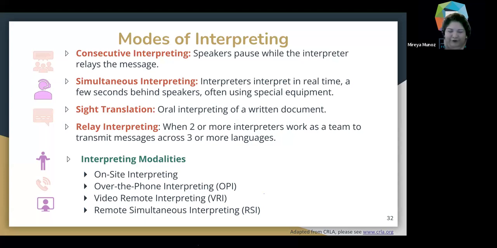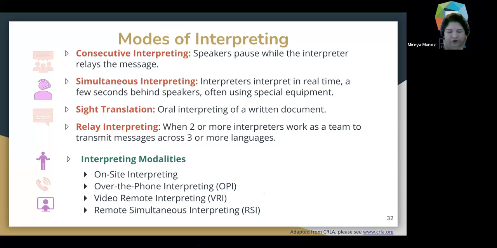Simultaneous interpreting, you have the interpreters speaking almost in real time. Like I mentioned earlier, we have the interpreters here during this presentation, only speaking a couple of seconds behind the speaker, and they use the equipment, the headsets, many times. You also have sight translation, which is the oral rendition of a written document, many times needed in healthcare settings because a lot of vital documents that our communities have to sign or are given as educational materials are not translated in the various languages that our communities need.